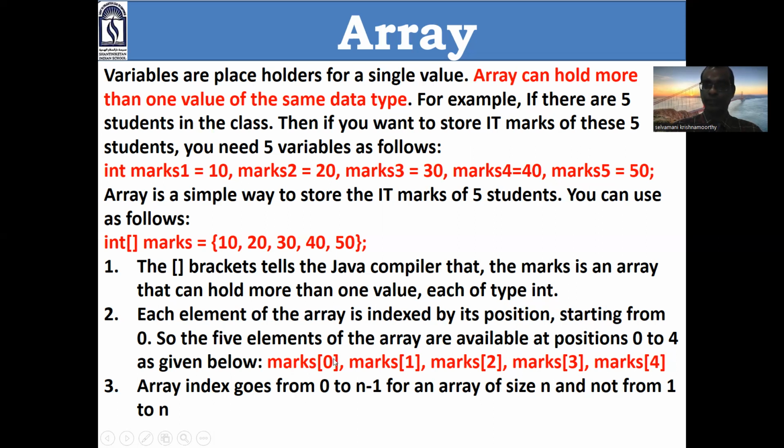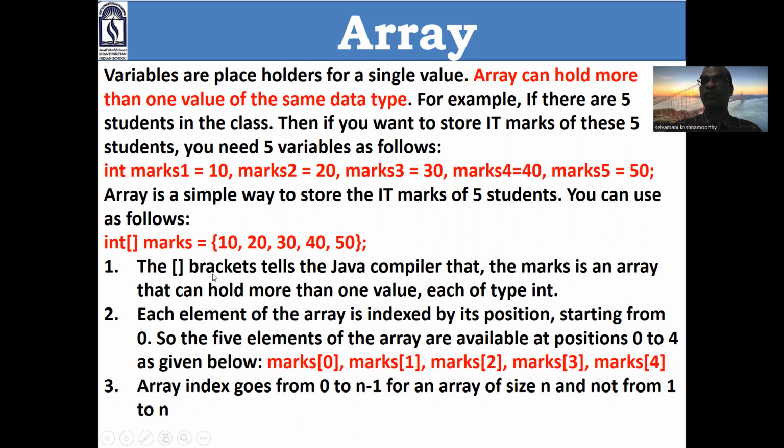Then marks[0] holds 10. Marks is one array, 0 is a location or index or position. So the index always starts from 0. Marks[1] refers to 20. Similarly, marks[4] refers to 50. Am I right? See the step there. Array index goes from 0 to n minus 1 for an array of size n, and not from 1 to n. What does it mean? What do you mean by size? Size means how many elements or how many values are available in that array.